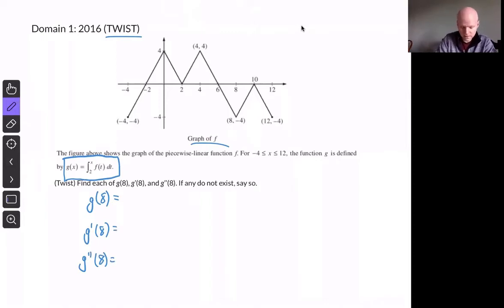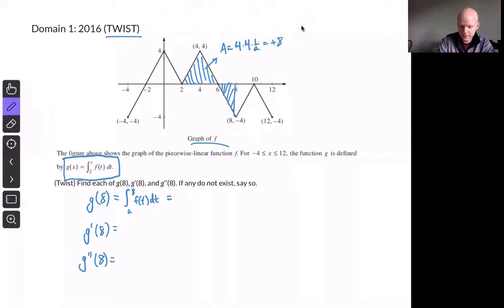Because g of x is the integral from 2 to x, g of 8 is going to be the integral from 2 to 8 of f of t. And because integrals mean area, we can essentially just treat this as finding the area underneath f from 2 to 8, which would look a little bit something like this. So this area right here is positive, because it's above the x-axis and going forward. The base of this triangle is 4. The height of this triangle is 4, and we divide by 2 to make a positive area of 8.